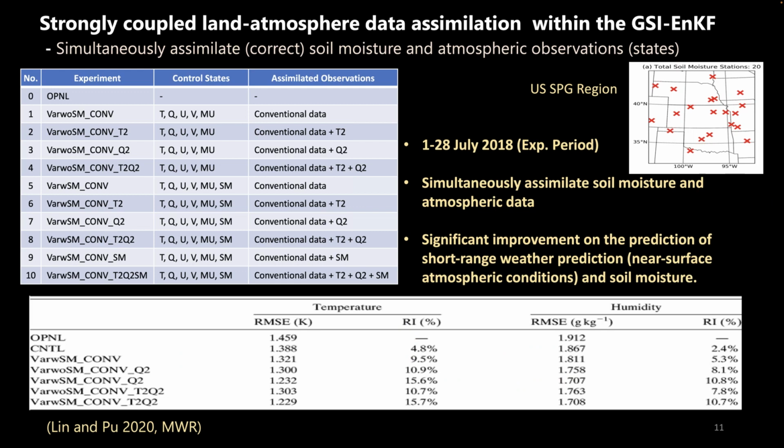We did it for one month data assimilation experiments. We chose July, which is a warm season, and we ran a series of numerical experiments. We use the US Southern Great Plains region soil moisture network in situ data to test the idea. Next, please.